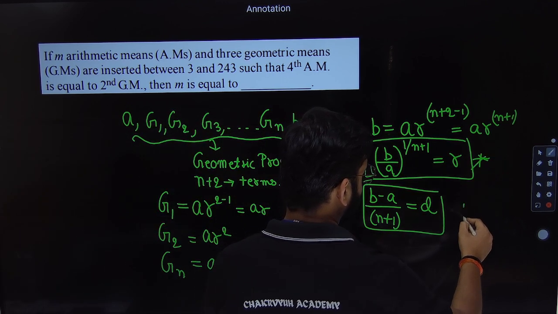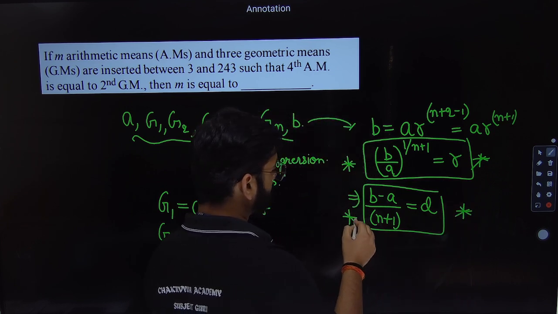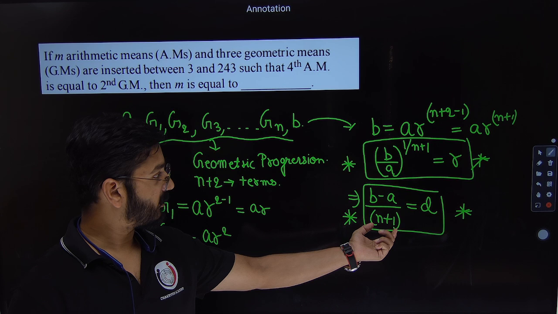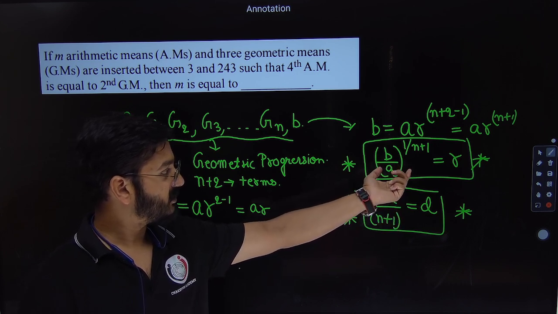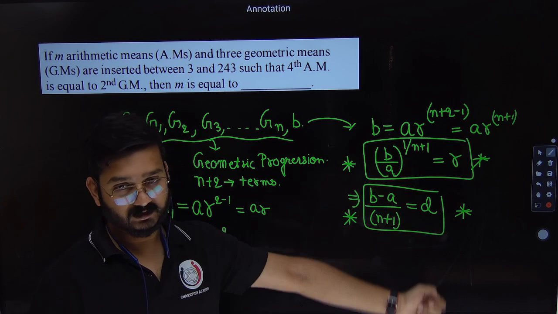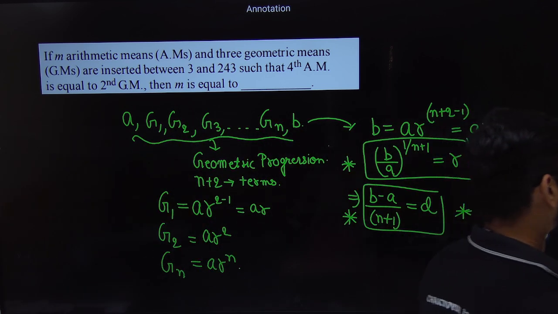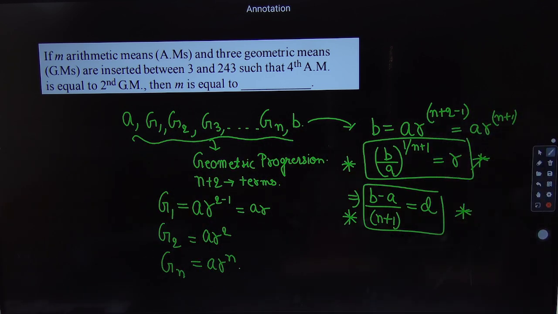So this is the expression for common ratio. This is the expression for common difference. When we insert n arithmetic means, this will be the common difference. If we insert n geometric means, this will be the common ratio. If any doubt is there, let me know.